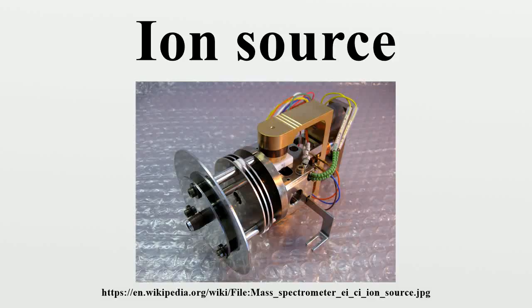An ion source is a device that creates atomic and molecular ions. Ion sources are used to form ions for mass spectrometers, optical emission spectrometers, particle accelerators, ion implanters and ion engines. Electron ionization. Electron ionization is widely used in mass spectrometry, particularly for organic molecules.